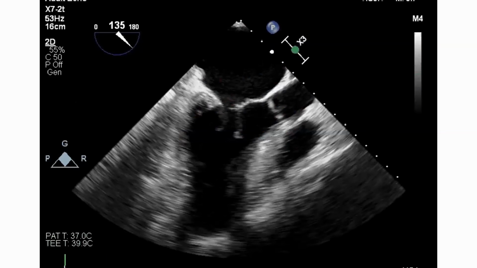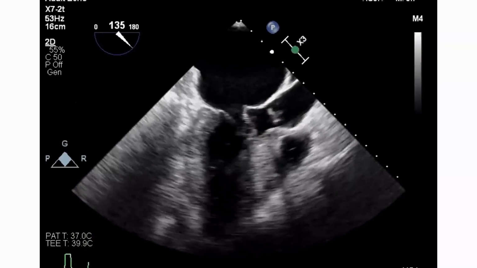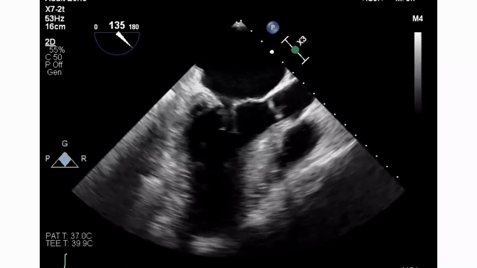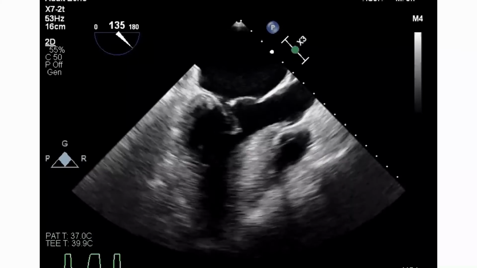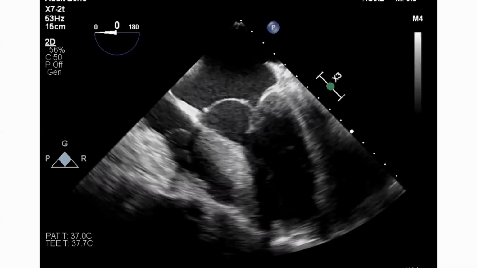So this is another view. And you can see it's pretty impressive. It's almost like completely glued to the septum. And he had all of that, and he got much worse. And he started bringing out frank blood up his ETT, and both his lungs turned white and he was unable to oxygenate. So he was put onto ECMO, and then we repeated the TOE.